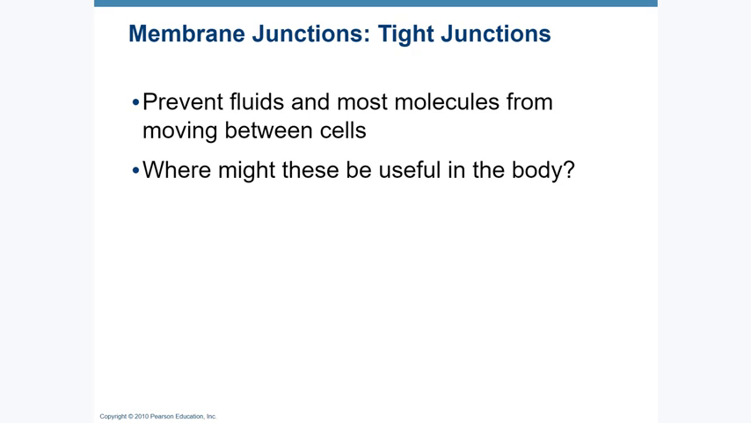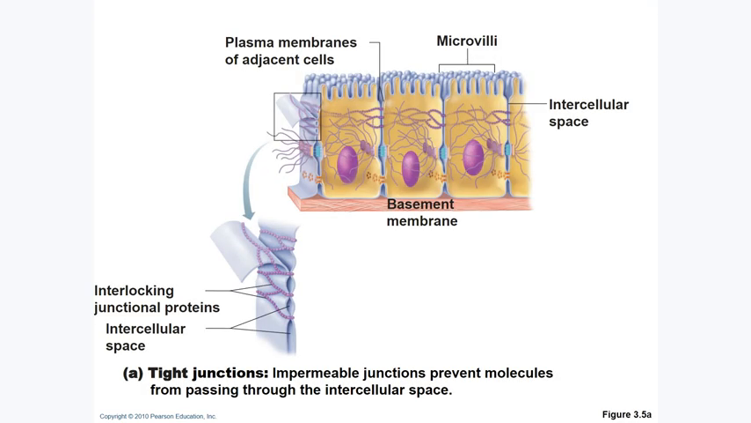Skin. Skin is where they are most useful in the body, right? We don't want fluids and most molecules getting through our skin. We want to be able to control what goes in. So you can see a tight junction here is an impermeable junction that prevents molecules from passing through.